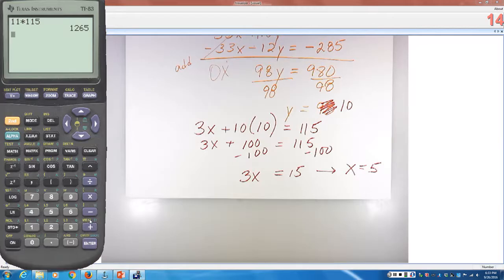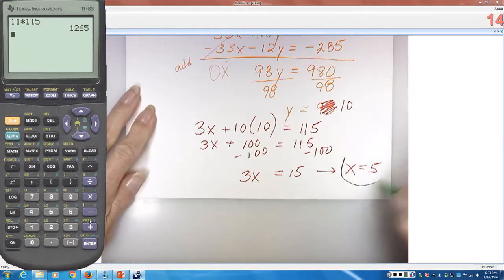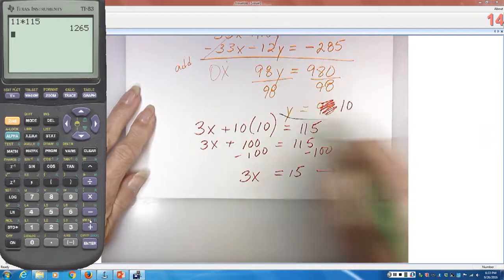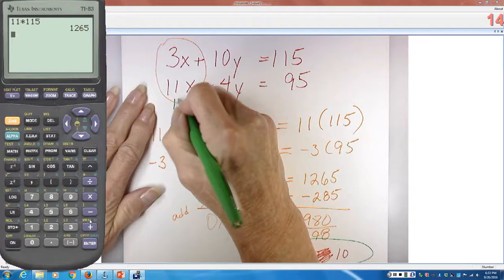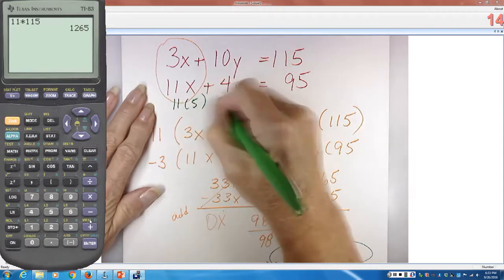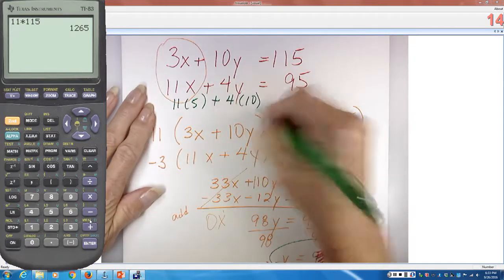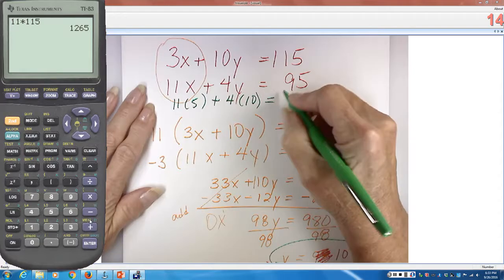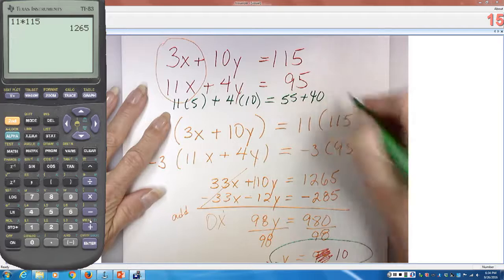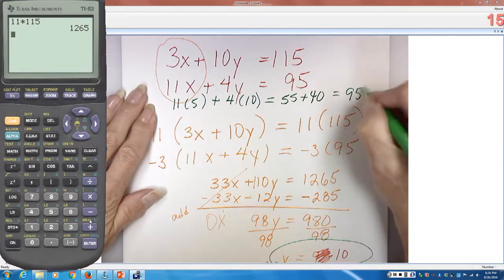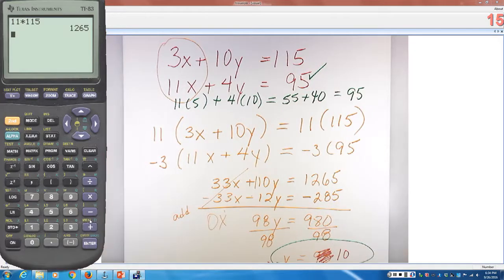Now, if I want to be sure my answer is right, then I take x equals 5 and y equals 10, and I also go back to this second equation up here and say 11 times 5 plus 4 times 10 equals 55 plus 40 equals 95, and that's what it's supposed to equal. So the solution has to work in both equations. Okay? The way you would write your solution is as an ordered pair.